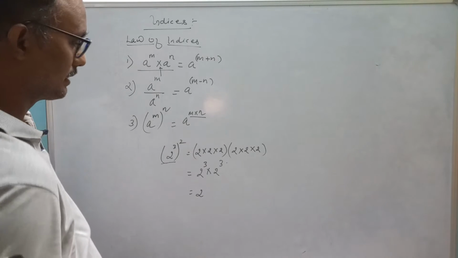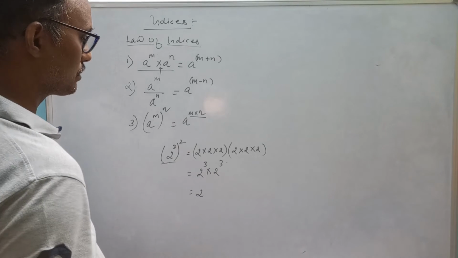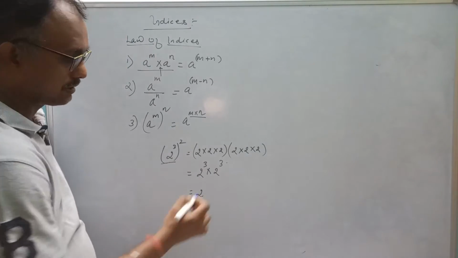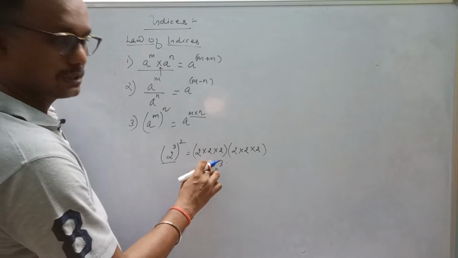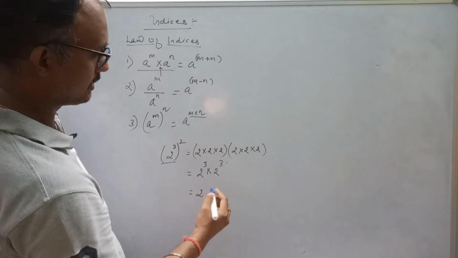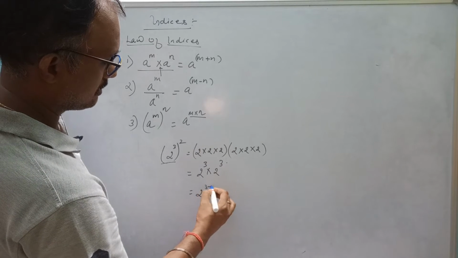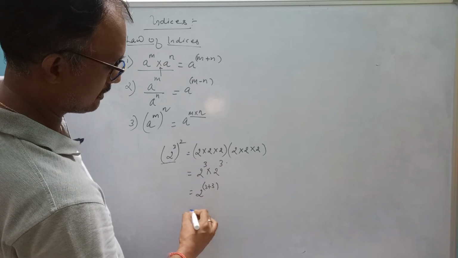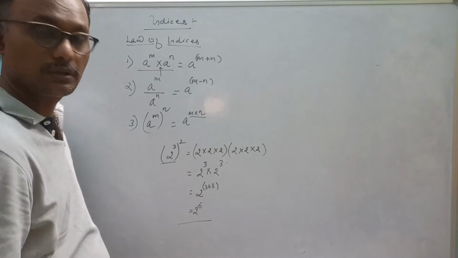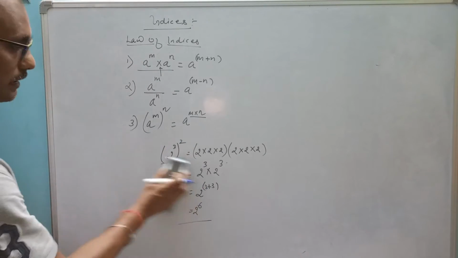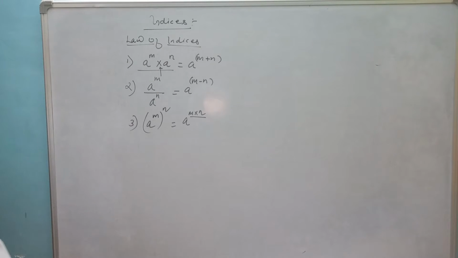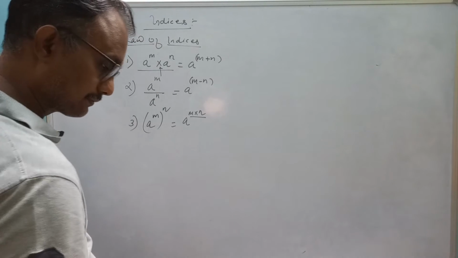Tell me, when a raised to m and a raised to n are multiplied, what do we do? We add. This becomes 2 raised to 6. 6 is 3 times 2. Okay. These are the 3 formulas.